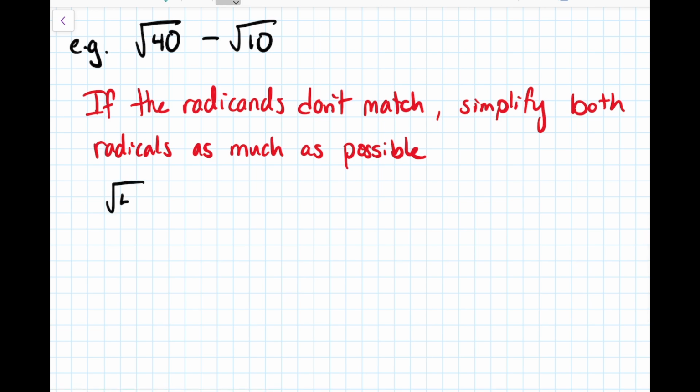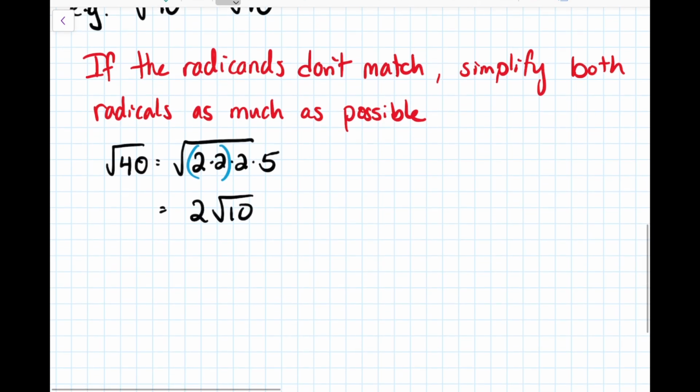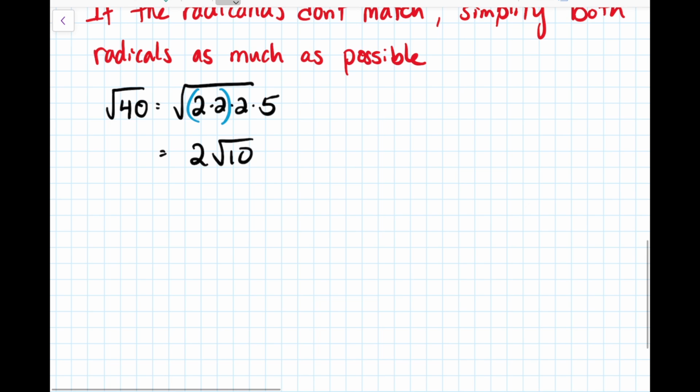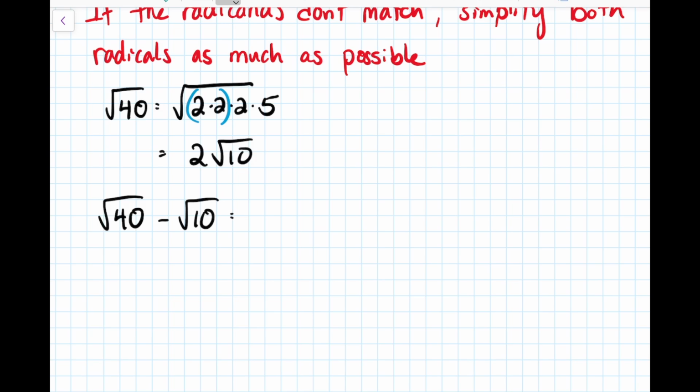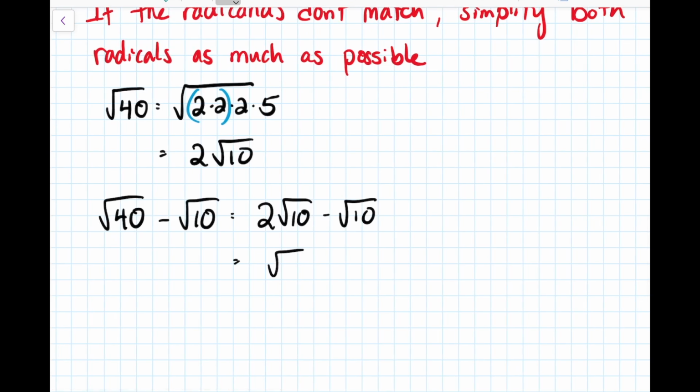If I've got root 40, thinking back to last time, we're going to do prime factorization. We break that down into a few 2's and a 5. I can make a pair of 2's in there, and so this turns into 2 root 10. Thankfully for us, oh hey, look, I do have a root 10, so I am going to be able to make this work. So root 40 minus root 10 becomes 2 root 10 minus root 10. That's just 2 minus 1, which gets me 1 root 10, or just root 10.